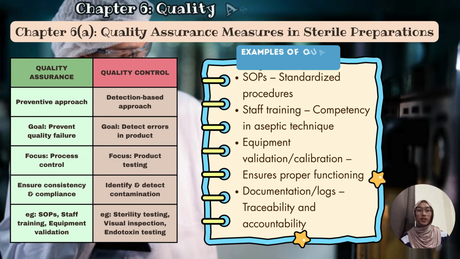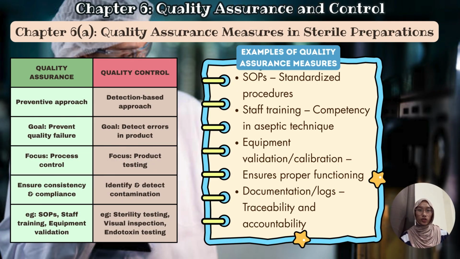Now, let's jump into Chapter 6, Quality Assurance and Control. After discussing radiopharmaceutical preparations, where strict handling was required due to radioactive risk, this chapter expands this idea by focusing on how quality and safety are ensured in all sterile preparations.